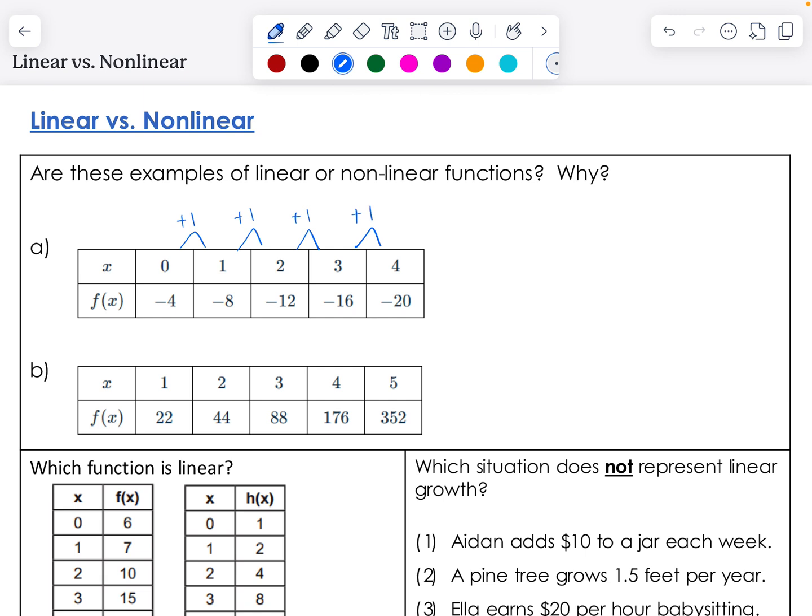Now I'm looking at my f of x, which is the same thing as my y values. And I say, okay, to get from -4 to -8, I have to subtract 4. To get from -8 to -12, I have to subtract 4. To get from -12 to -16, I have to subtract 4. And to get from -16 to -20, I have to subtract 4. So we would say this function is linear because it has a constant rate of change. Remember, rate of change is your change in y over change in x. So it has a constant rate of change.